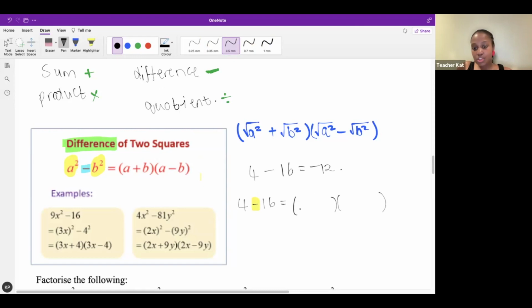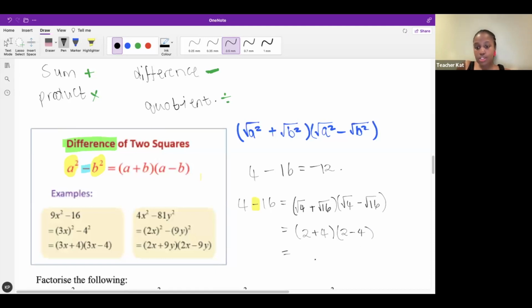Now my first bracket, I said you're going to have the square root of your first number, which is 4, minus the square root of your second number, which is 16, or plus. It doesn't matter the order. And the second one is going to be the square root of 4 minus the square root of 16. Now, let's work this out. What's the square root of 4? 2, plus the square root of 16, which is 4. The square root of 4 again is 2, and this time it's a minus 4.